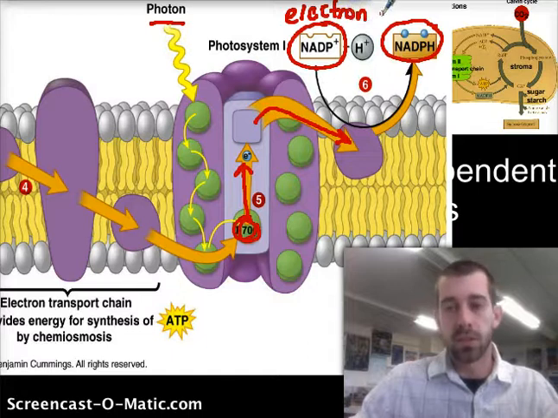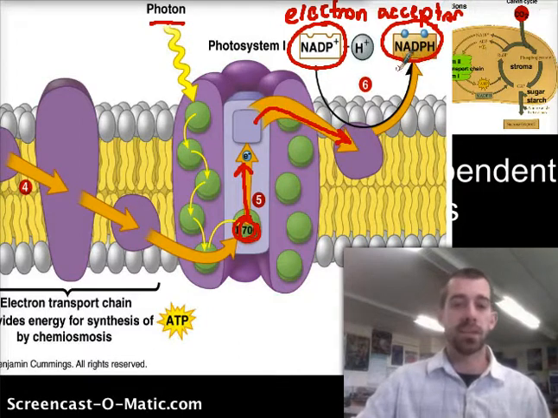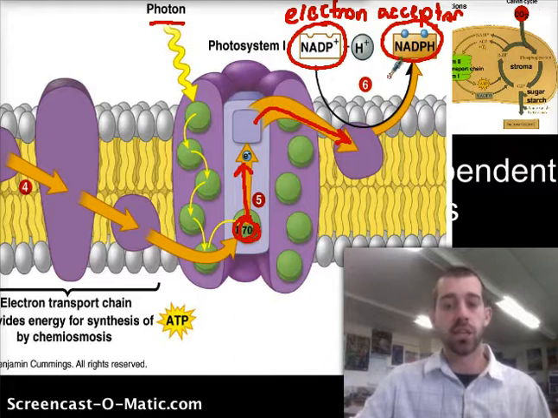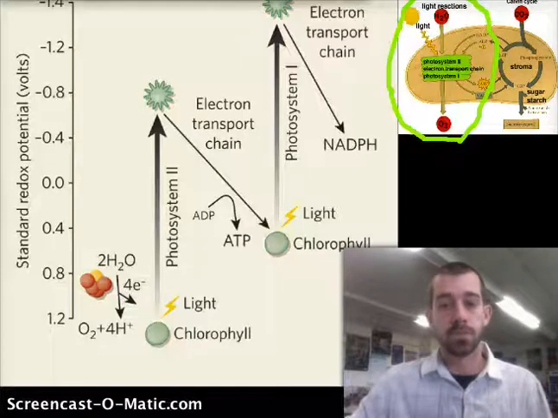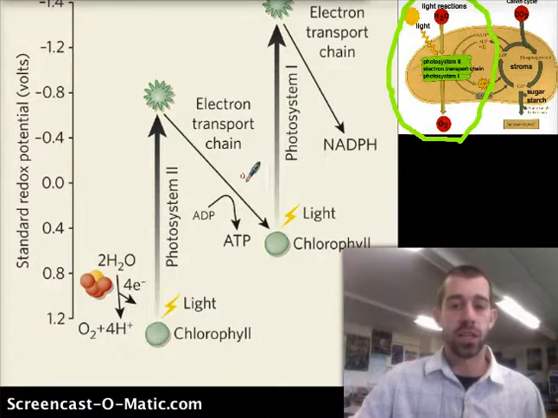Or electron acceptor, one or the other. So NADPH just picks up that electron and then carries it back to photosystem 2 so that it can be reused.